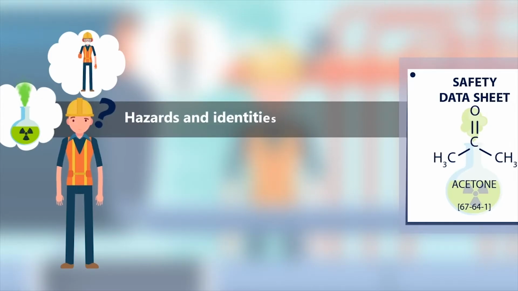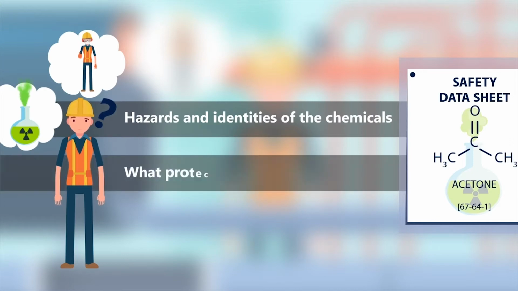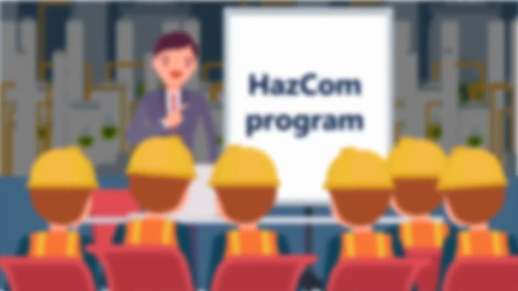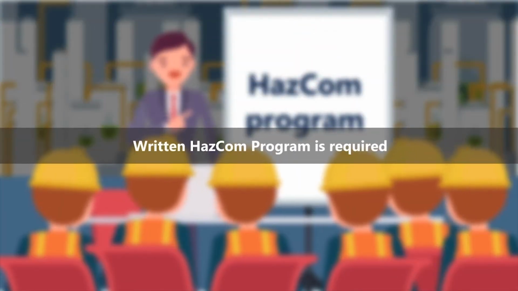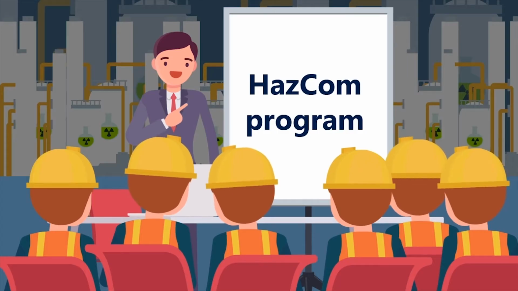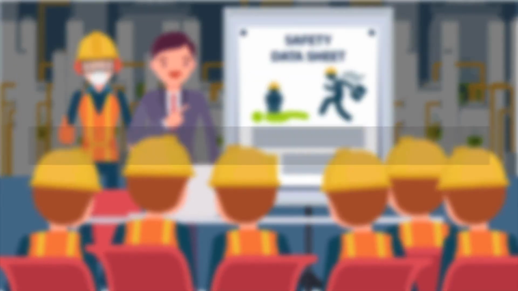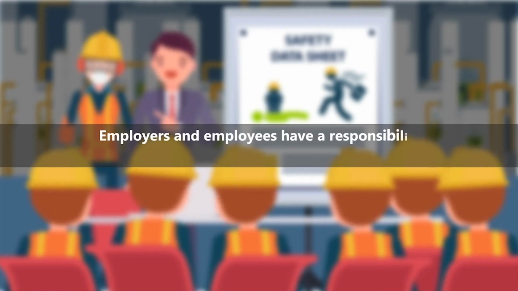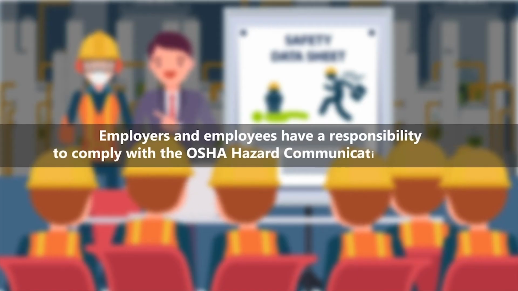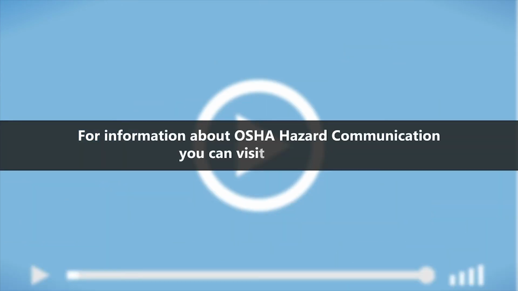Things to remember. 1. Employees have a right to know the hazards and identities of the chemicals they are exposed to in the workplace. Employees also need to know what protective measures are available to prevent adverse effects from occurring. 2. The written HazCom program is required because it ensures that all employers receive the information they need to inform and train their employees and provides necessary hazard information to employees. 3. Employers and employees have a responsibility to comply with the OSHA Hazard Communication Regulation. For information about OSHA hazard communication, you can visit osha.gov.